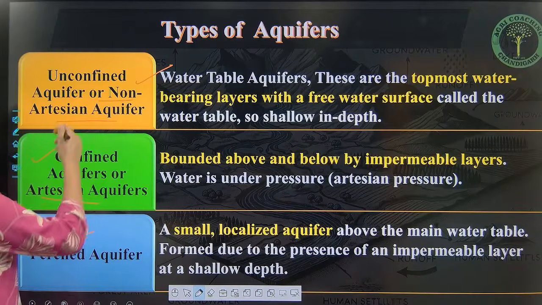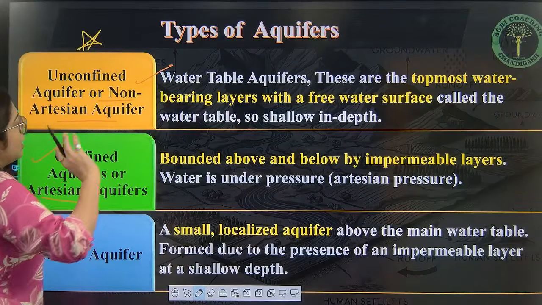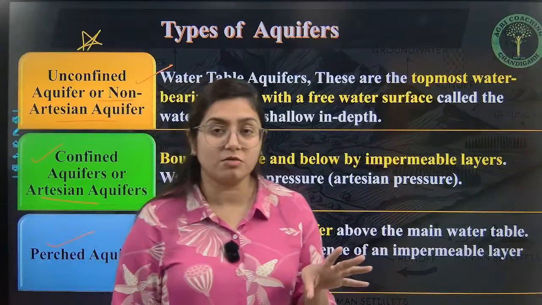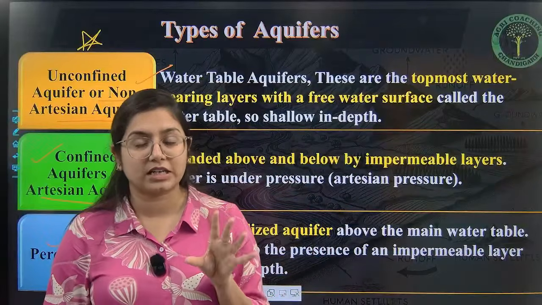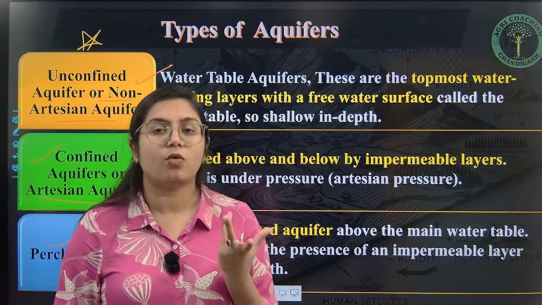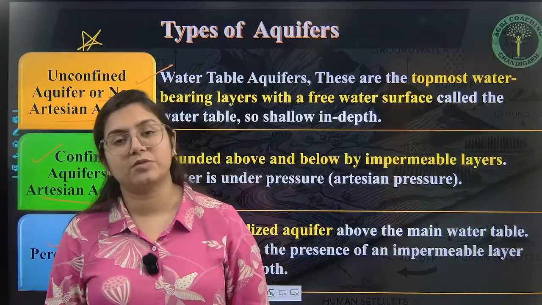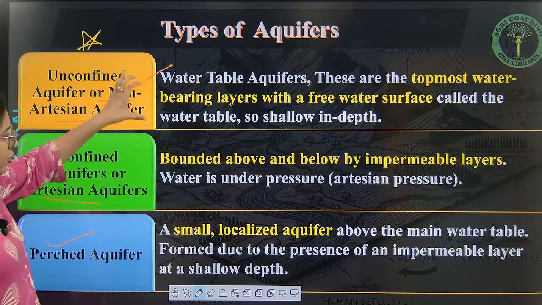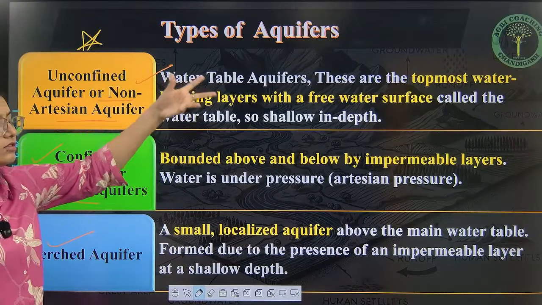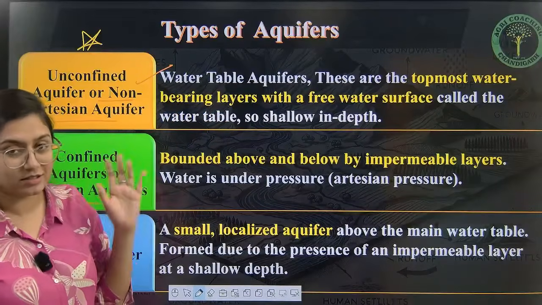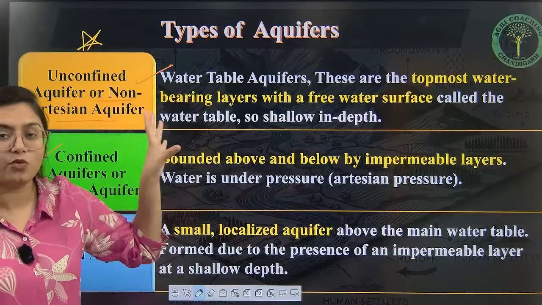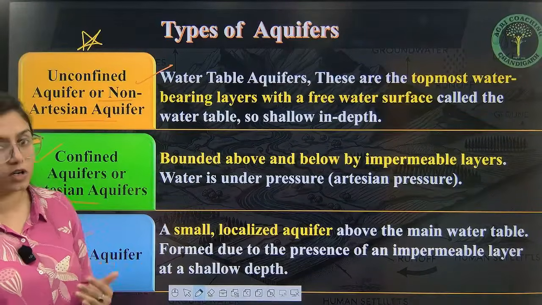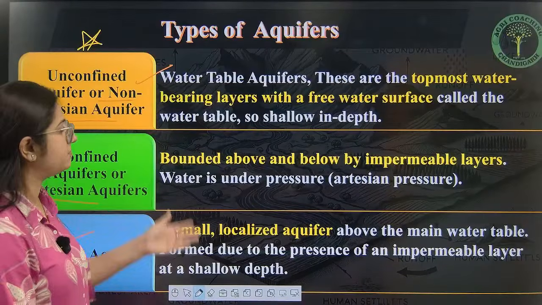Now, the main and most important for all of us is the unconfined aquifer. Unconfined is the actual water table. We say that in summers, the water table goes down. What is this water table? This water table is the unconfined aquifer. This is the aquifer that consists of all the water which is utilized by us. It holds the main groundwater, and it transmits and holds the water which is further utilized by all of us.